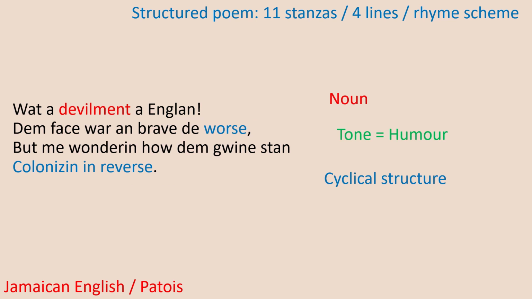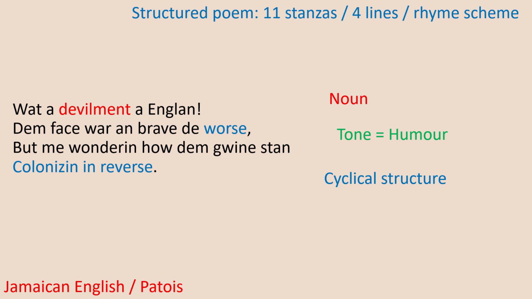Finally, stanza 11. What a devilment are England. The noun devilment's really interesting because obviously the first half of that word is devil, and the devil has connotations of evil. Is this Jamaican people saying that England is like the devil, some kind of evil influence on their life? I think you could stretch it like that.